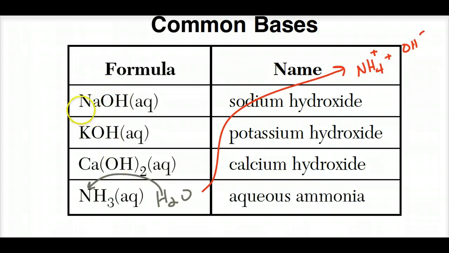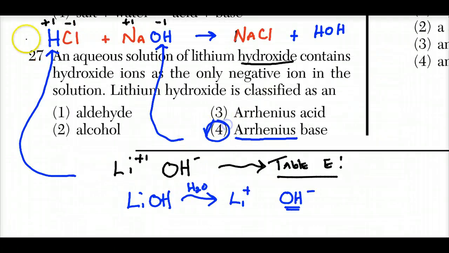Don't fall in love with the fact that, again, not part of the question, I could have something organic, a hydrocarbon chain with an OH. This is not a base. That, my friends, is an alcohol. That's not a salt that dissociates. So 27 is 4. Number 28.